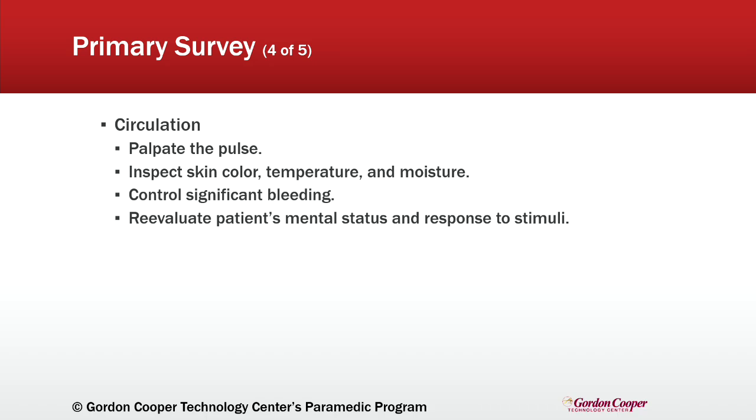You must control any visible signs of bleeding, and then reevaluate the patient's mental status and their response to stimuli, noting any changes since your initial contact with them. Check each extremity for a pulse, check motor function, and check sensory function. Ask the patient if they're experiencing any numbness or tingling in their extremities, and make sure you directly observe the back for any penetrating trauma and carefully palpate the spinal column for any deformity, step-offs, point tenderness, or crepitus.